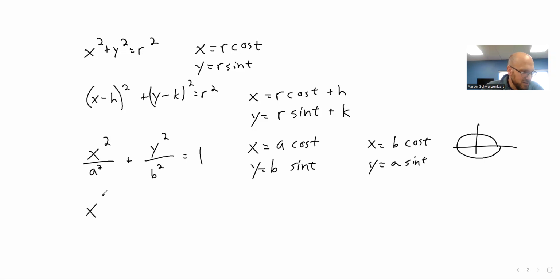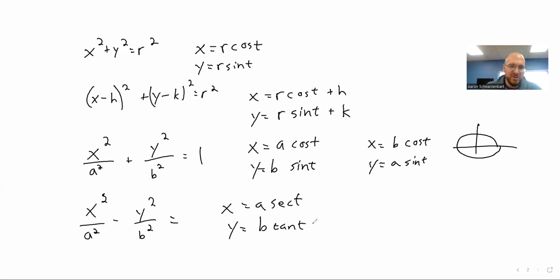On a hyperbola, again, this is really about what goes with the X: the X goes with the secant here. Oops, I want that to say B tangent T. And those are my conversions.